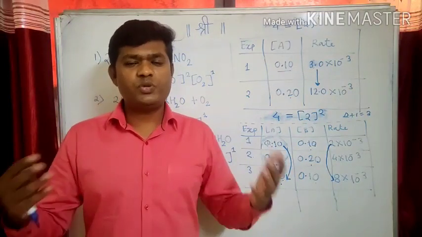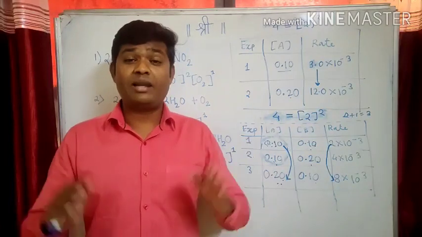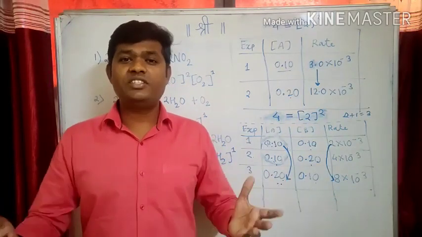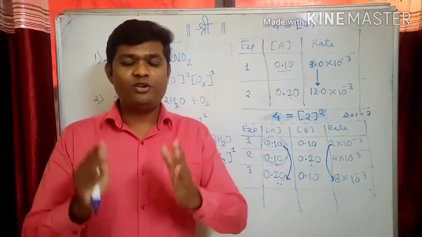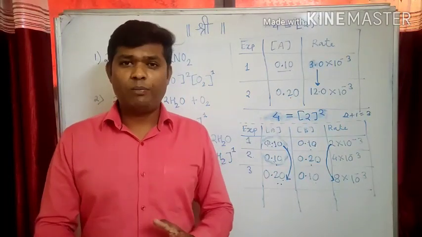So the order can be positive, can be negative, the order can be 0, the order can be fractional also. And how is it determined? Experimentally determined. Friends, I hope that you have understood the order of reaction properly.